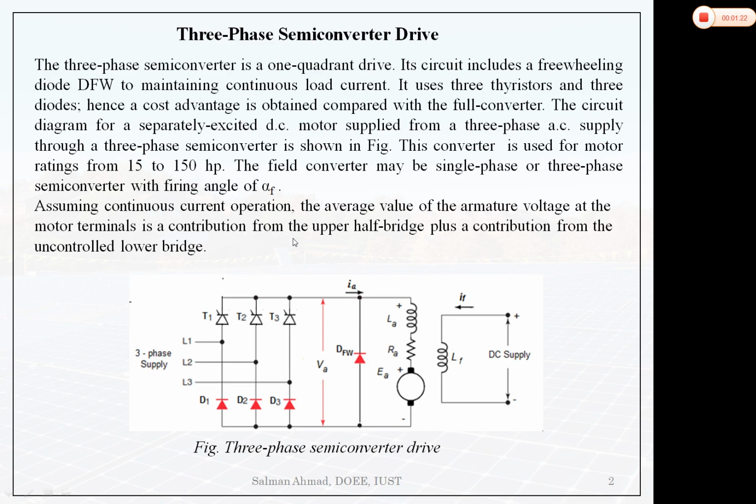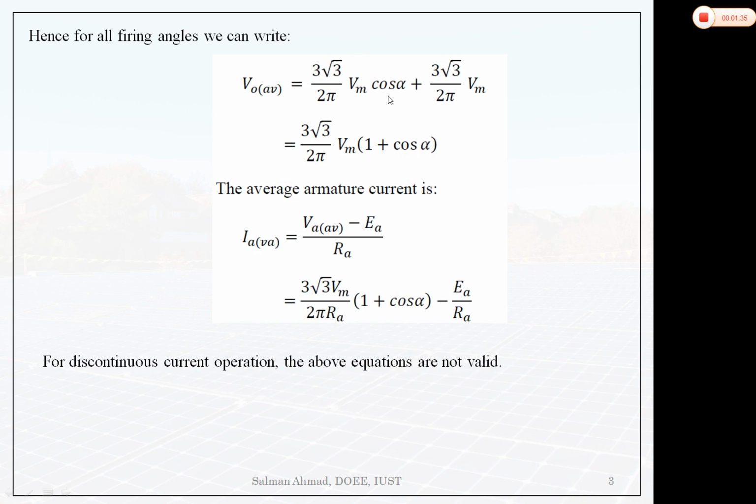So if we assume continuous current operation, then we can find the average voltage and so on, like we had done in the first course of power electronics. So the average voltage, you will find, is 3 root 3 upon 2 pi Vm (1 plus cos alpha). So this is the average voltage for the three-phase semi-converter. Similarly, we can find the average current. So the average current will be the average voltage minus back EMF divided by resistance.